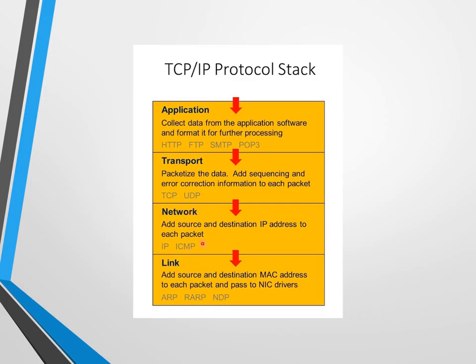Next are the network layer protocols. What does the network layer do? They add the source and destination IP address to each packet, and IP and ICMP are the protocols of the network layer. Then the data link layer is the physical link; it adds the source and destination MAC address to each packet and passes it to the NIC drivers. ARP, RARP and NDP are the protocols of this layer.